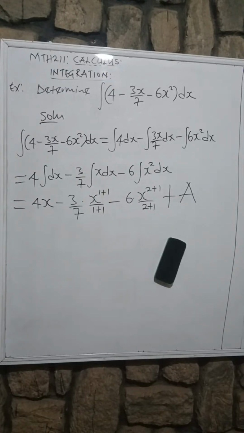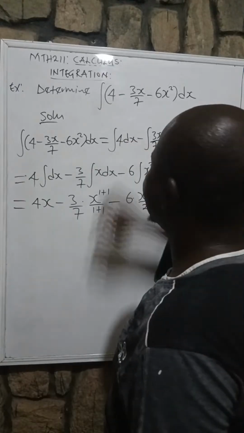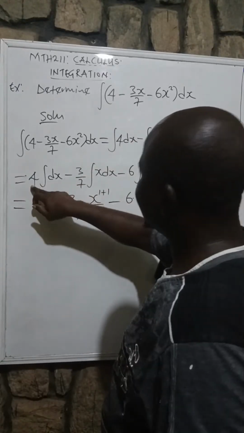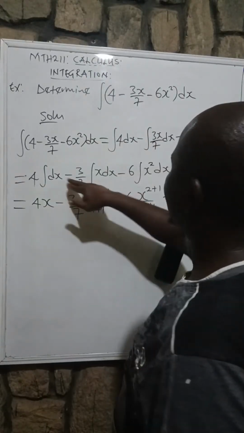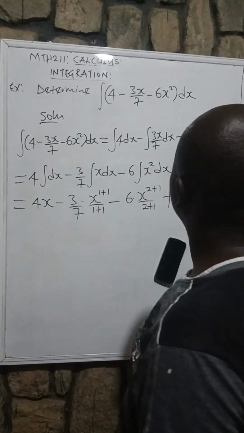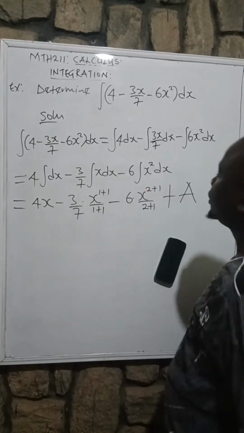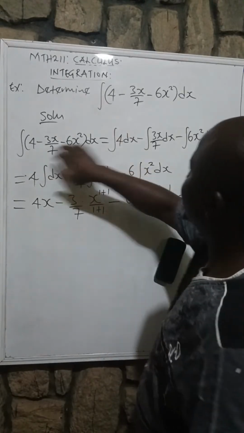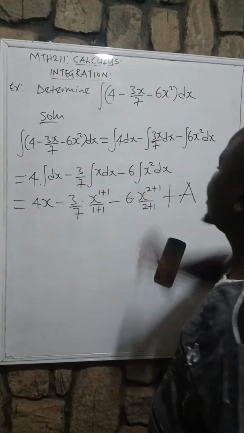Amina, you want me to explain again? Where were you? This 4 is a constant now, 4 dx. So we can factor this out. Then 3 all over 7 too is a constant. We can factor it out, x dx. 6 too is a constant. We can factor it out of the integral. So we can rewrite it this way, and this we can still rewrite in this form.